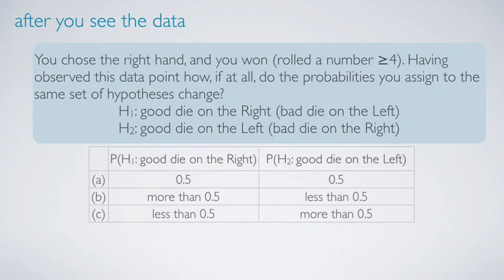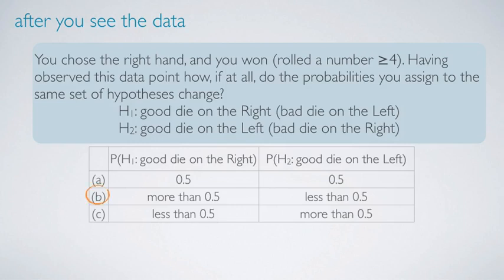The calculation of the specific probability will take a few steps, and we're going to get to that in a minute. But first, let's try to think whether the new probability for H1, the first hypothesis, should still be 0.5, less than 0.5, or more than 0.5. Hopefully, your answer is B.